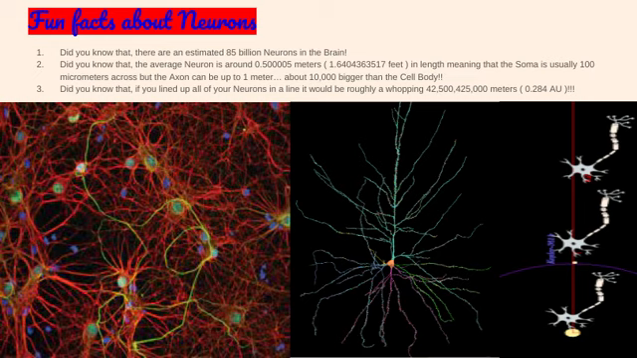And now, finally, fact number 3. Did you know that if you lined up all of your neurons in a line, it would be roughly a whopping 42 million, I mean billion, 500 million 425,000 meters, or 0.284 astronomical units in length. That is insane.